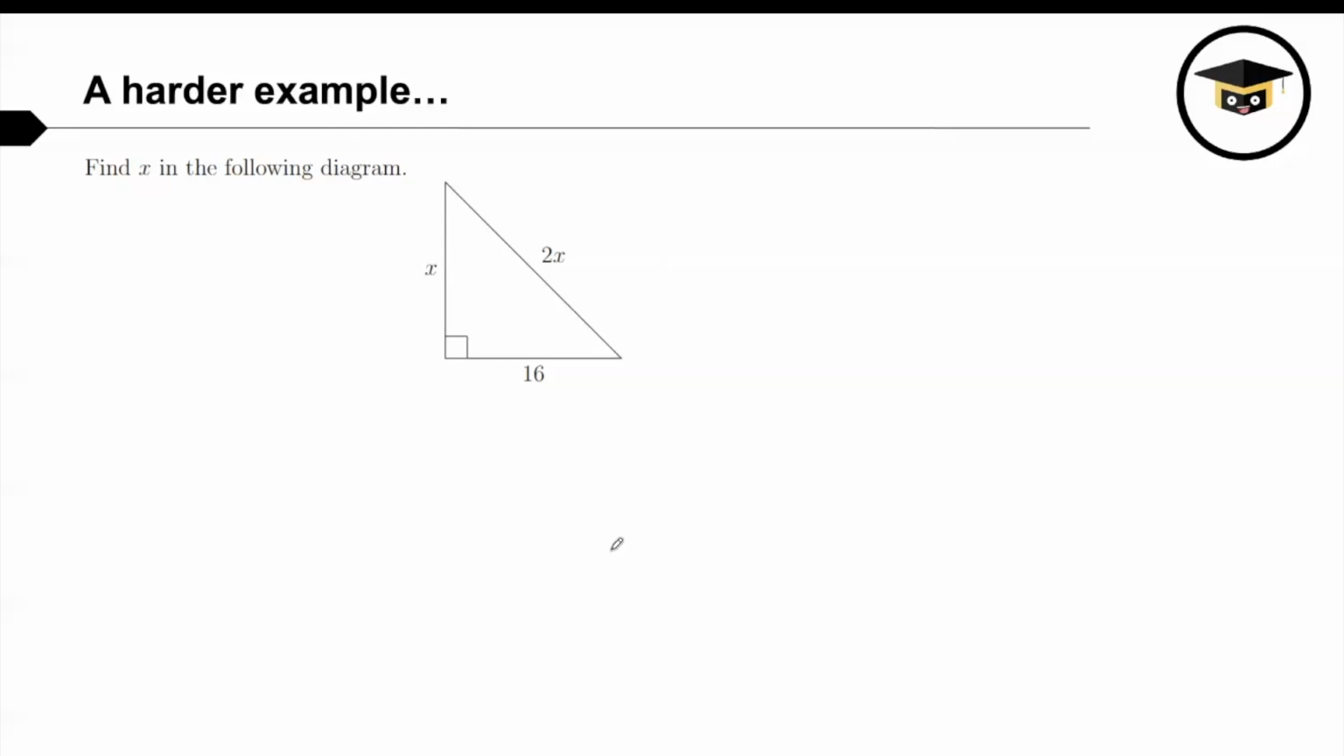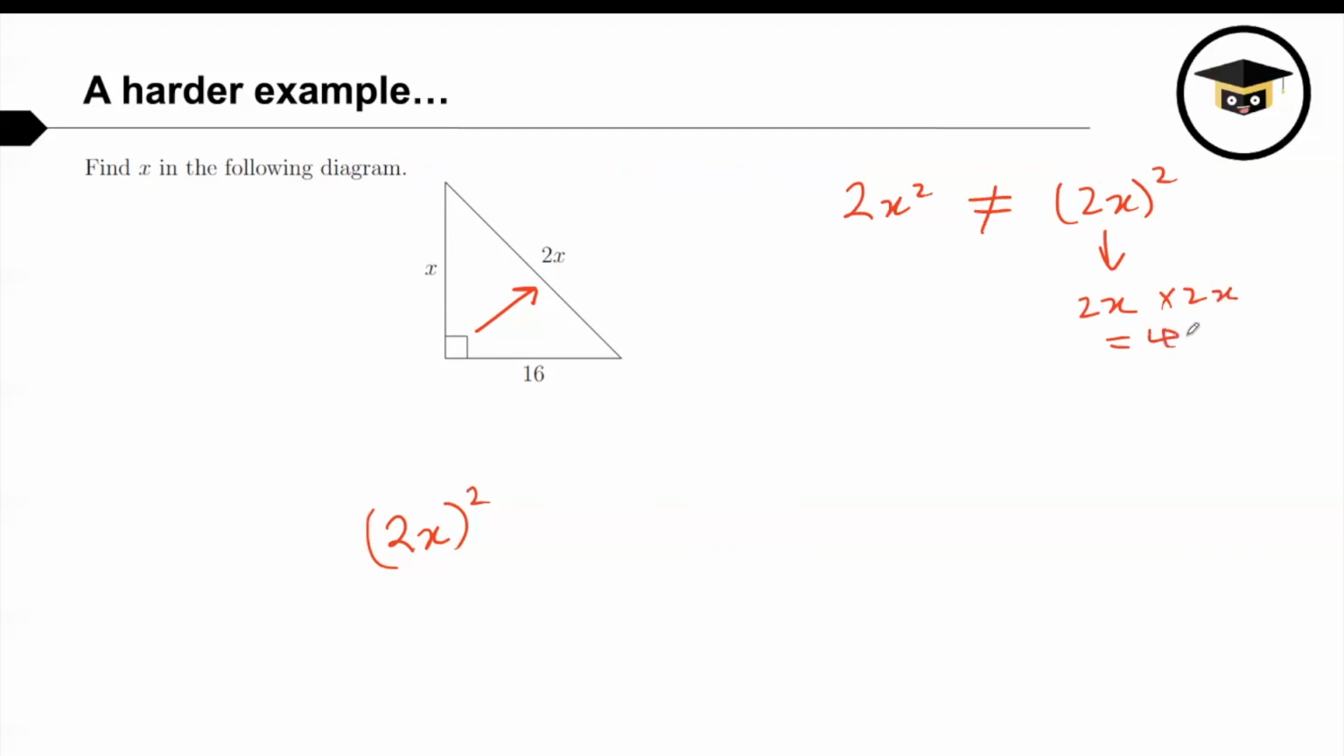So what is our hypotenuse in this example? So we can see the side that is opposite to the right angle is 2x. So we should say that (2x) squared. Now it's really important that you write 2x in brackets squared, because 2x squared, if written like this, is going to be different. It's not going to be the same as (2x) all squared, because (2x) all squared means 2x times 2x, which is going to give us 4x squared, whereas this is just 2x squared. So you can see this would actually be double the 2x squared.